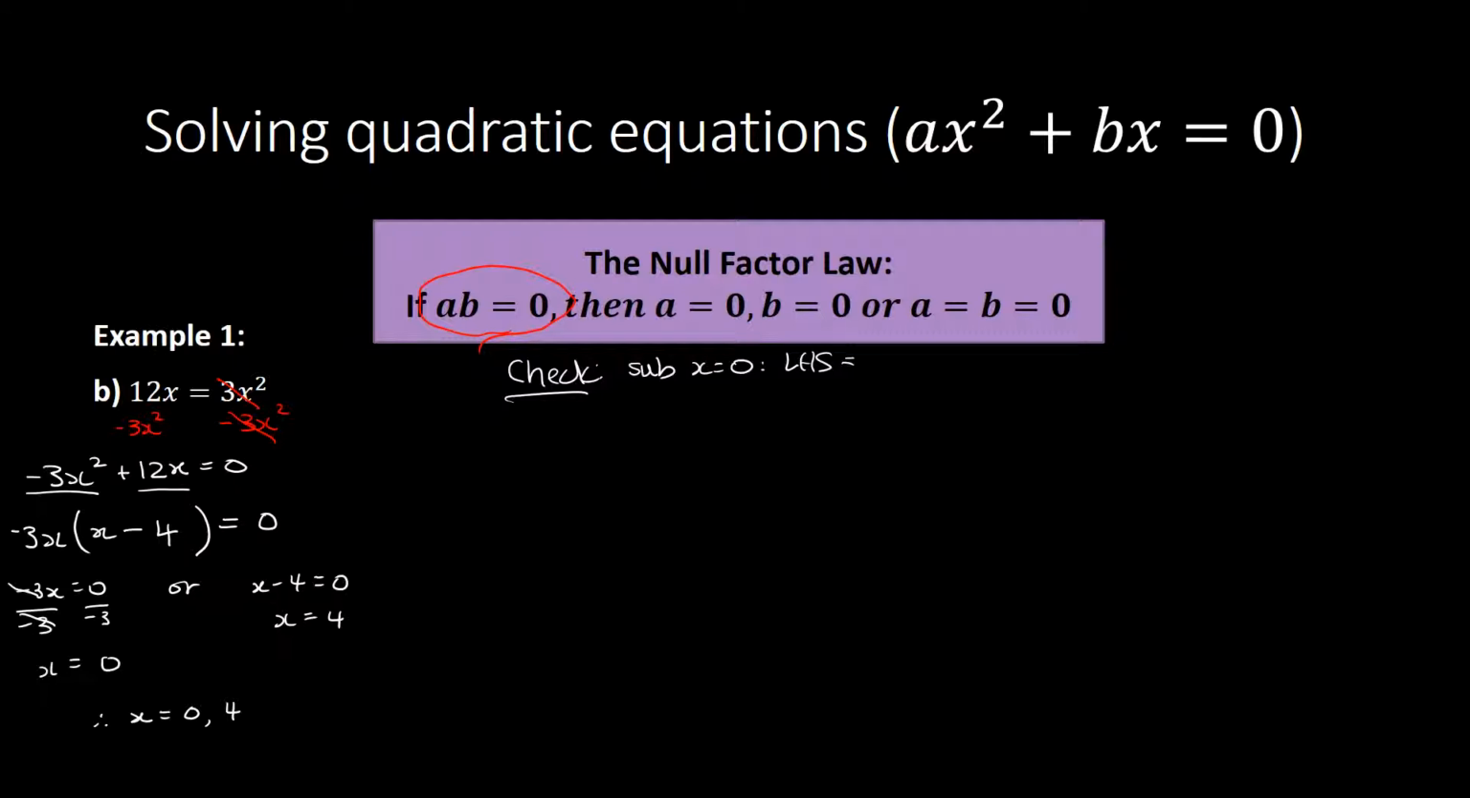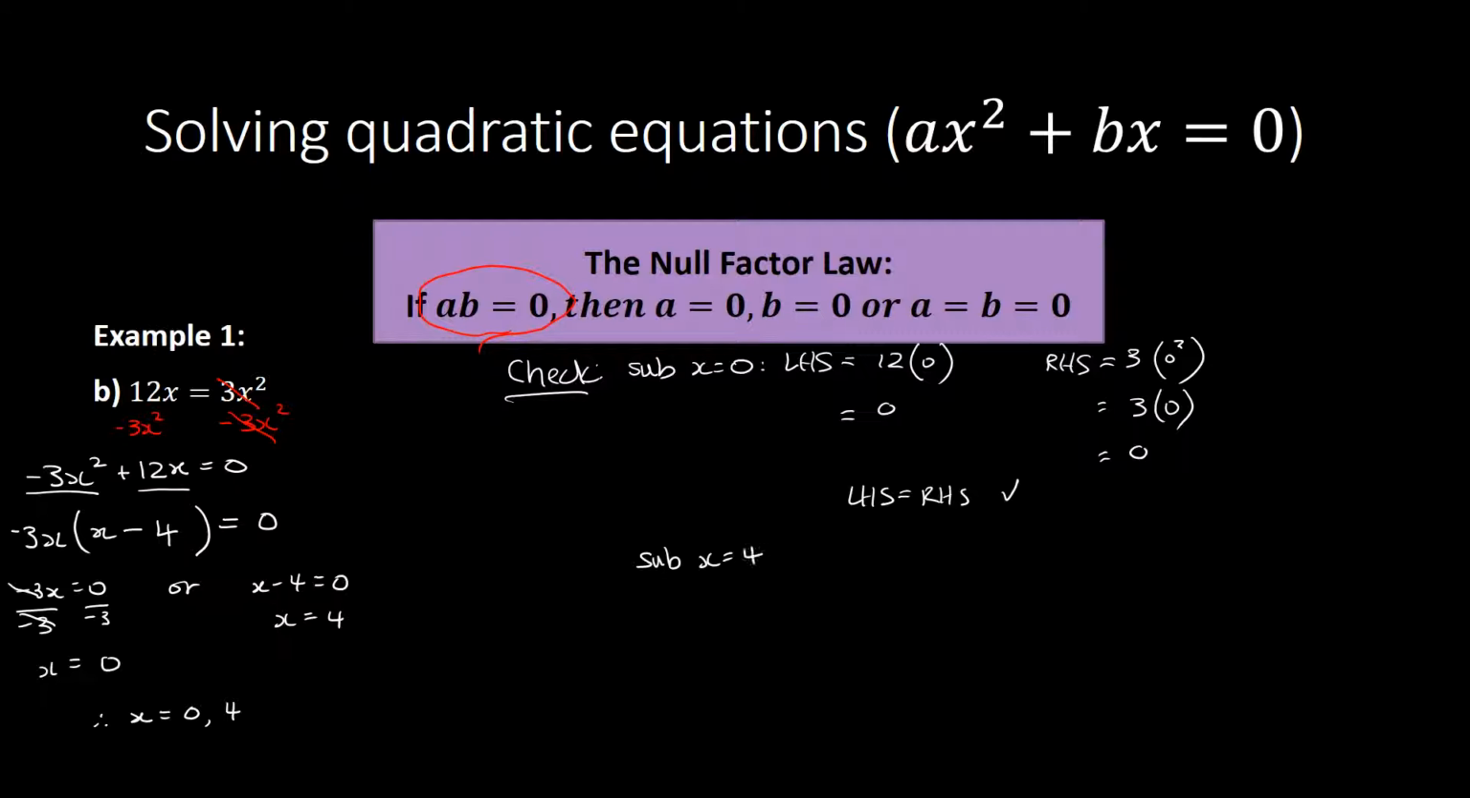What we have on the left-hand side is 12x. Right, so 12 times 0. 12 times 0 is 0. Now let's look at the right-hand side. I'm going to go over here and do it because I'm scared I'll run out of space. The right-hand side was 3x squared, so 3 times 0 squared, which is 3 times 0, which is 0. Right, so that's good. Our left-hand side is equal to our right-hand side, so x equals 0 works as a solution. Let's look at the second one.